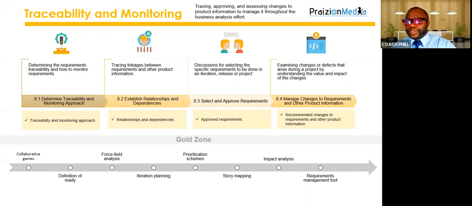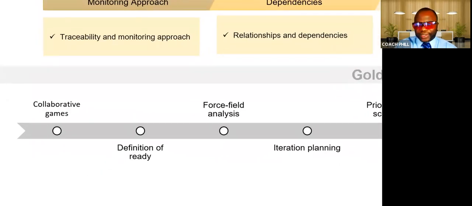So this knowledge area is all about tracing, approving, and assessing changes to product information to manage it throughout the business analysis effort. As you can see down here, we've got the goal zone. And as usual, we're zooming into the goal zone to better understand all the things discussed.